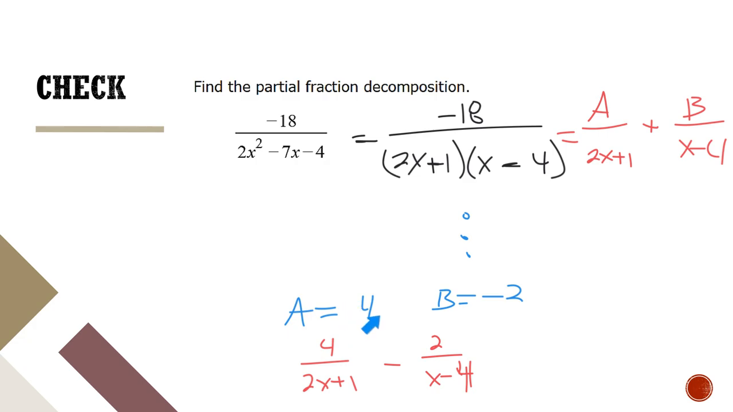So if you did it, you should have got 4 and negative 2 for a and b, and then it should have turned into this as my partial fraction decomposition.